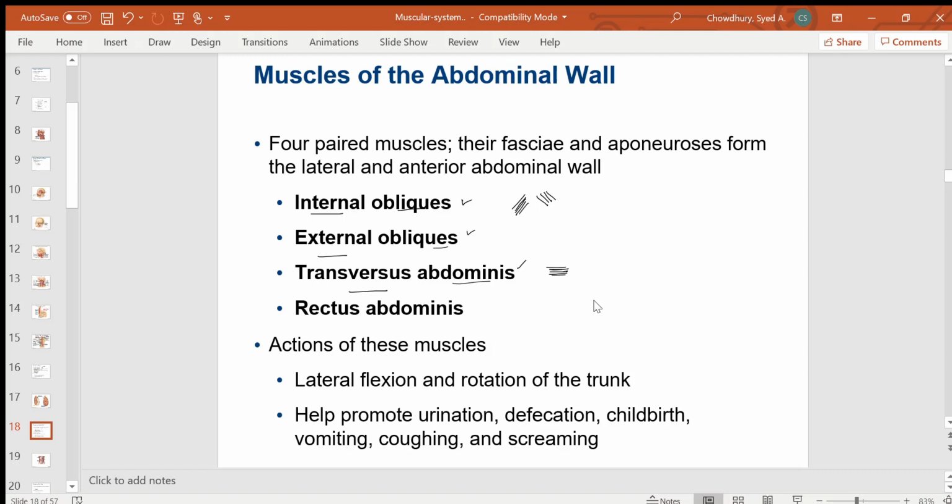abdominis, in the abdomen. And another is rectus abdominis. The fibers are straight like this. Okay. So two obliques, one transverse and one rectus. Okay. So those are the muscles of the abdominal wall.